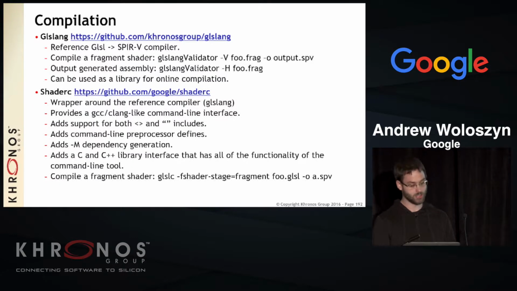Second to this, we have shaderc. This is written by Google. It uses glslang under the hood, but it provides a GCC or Clang-like command line interface. It supports both forms of includes that you're used to. It allows you to add command line preprocessor defines, and adds dependency generation. It also has a C and C++ library interface that exposes all of this, includes and defines and whatnot. And so its syntax at the bottom is much more familiar for those of you who do a lot of work in Clang or GCC.